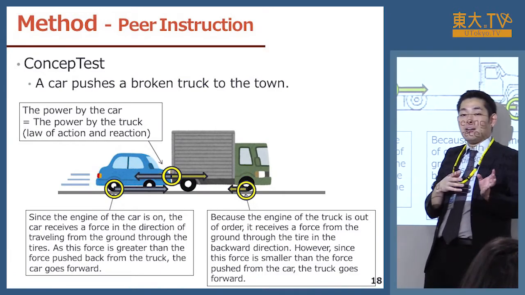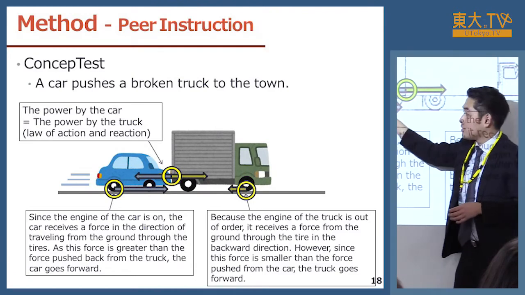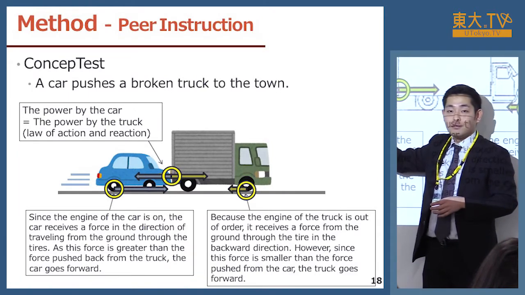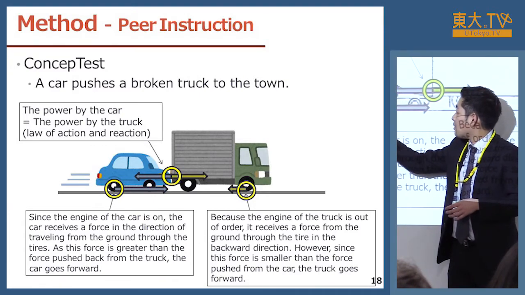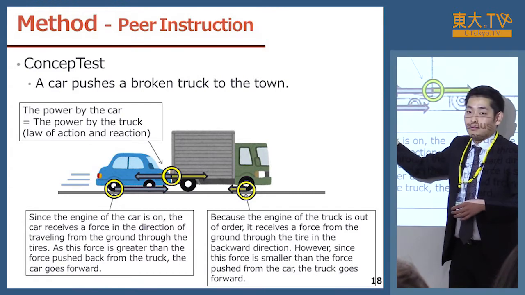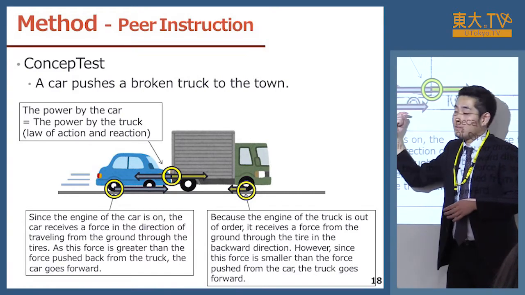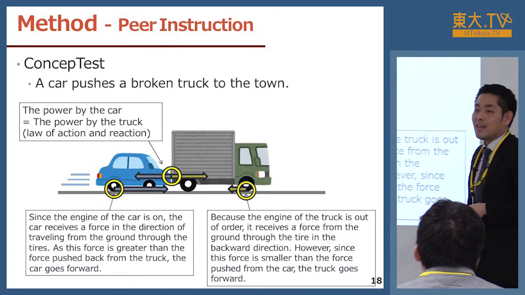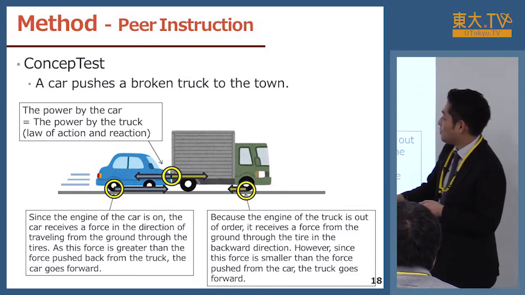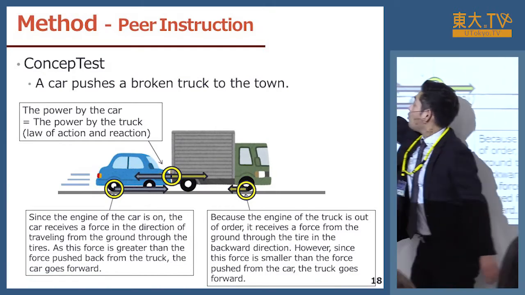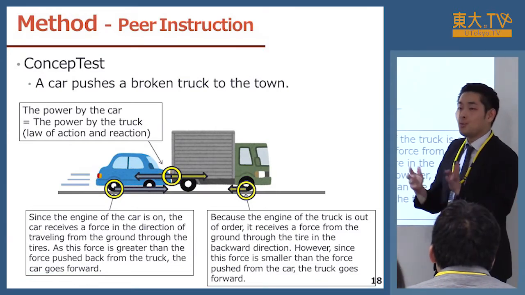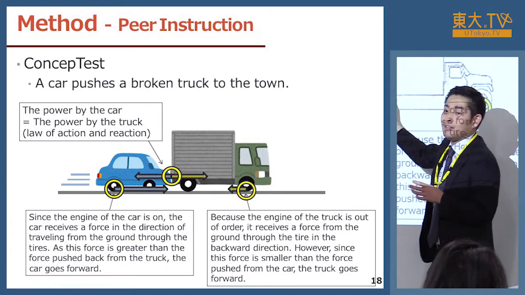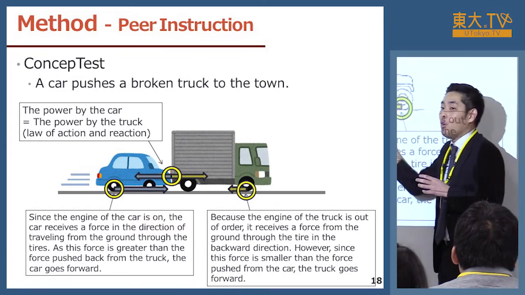Now we refocus on the car. There is a pushing back power. However, the engine is on, so the power pushing through the friction is much bigger than the pushing back power. So the car is moving forward. There are two points here. There is a law of action and reaction. And the other thing is, when we think about the forces, we have to focus on one object and think about the forces and which is bigger or smaller. Okay.